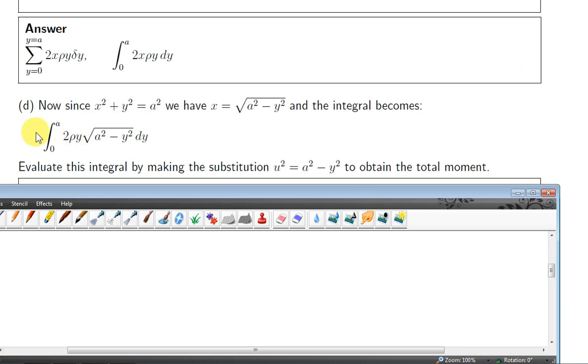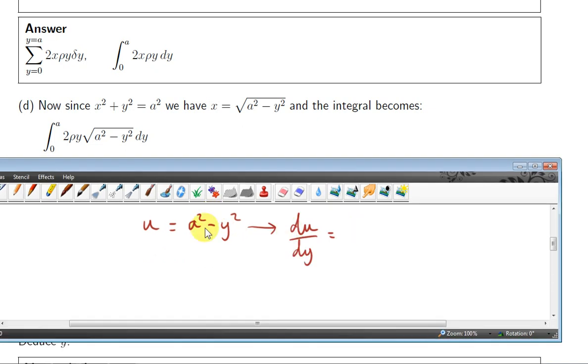So the 2 rho is just a constant that can come outside. So what we need to do is write what's inside the square root sign as a single term. Actually it says u squared here, this should be u. So we let u equal a squared minus y squared. So differentiating u with respect to y, a squared is a constant, so we get minus 2y. And from that we get dy equals du divided by minus 2y.